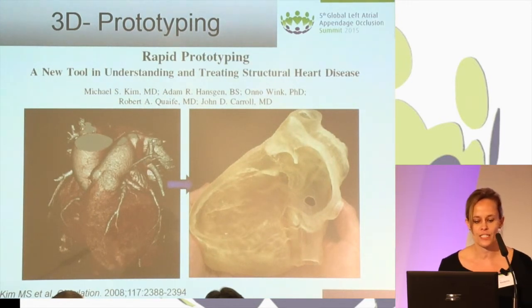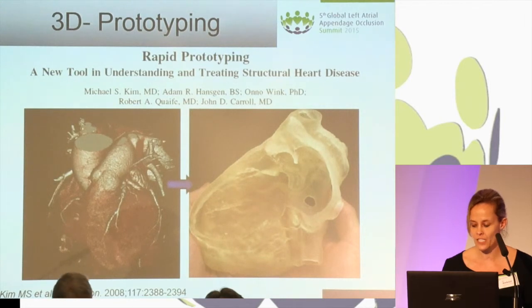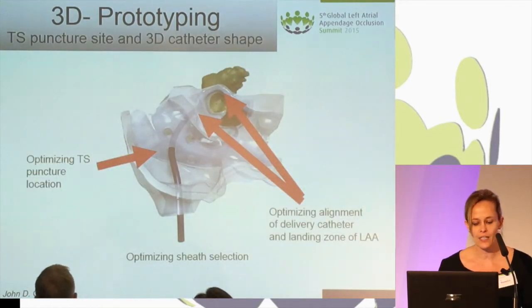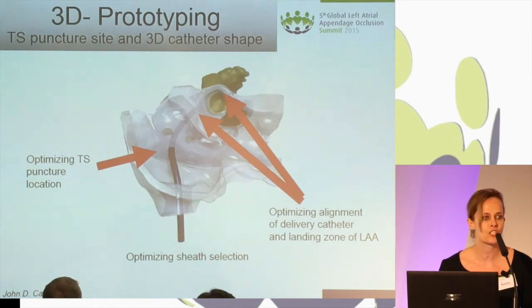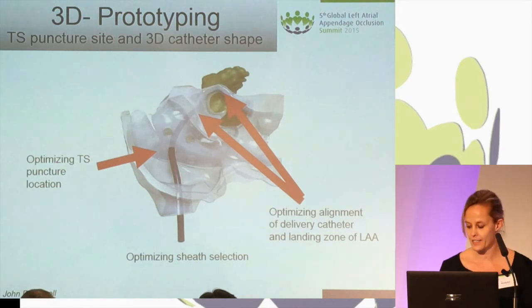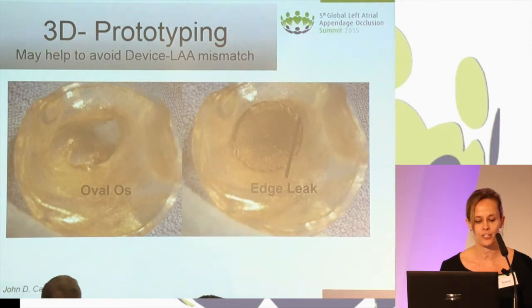The last point I would like to mention is 3D prototyping. So just let's think about if you have a 3D volume rendering and you can print a prototype with soft tissue, which is similar to the tissue we have in the heart, as we see it here on the right-hand side. So this is something which could help because you can train in advance a procedure. This could help to optimize transseptal puncture location. This could optimize the sheath selection because you can have a look which is the best angle to come into this left atrial appendage. And it could potentially optimize the alignment of delivery catheters and landings in the landing zone of the left atrial appendage.